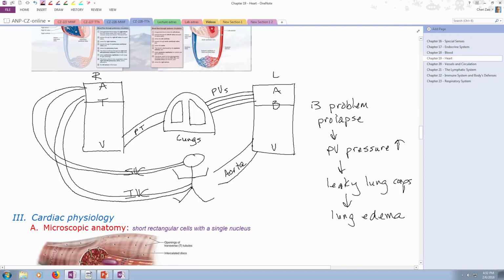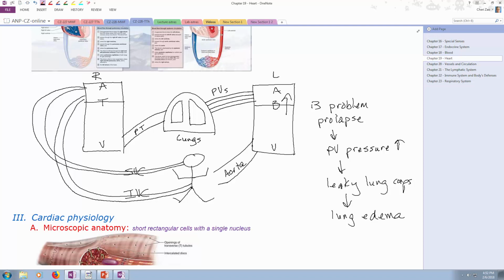Lung edema, or fluid in your lungs. So that's with a bicuspid valve prolapse problem. It causes backup. Now, what if there was stenosis of that bicuspid valve? Stenosis means almost the same thing as prolapse, correct? Because if the bicuspid valve, or the mitral valve, is stenotic, how easy is it for you to empty the atria? It's difficult.